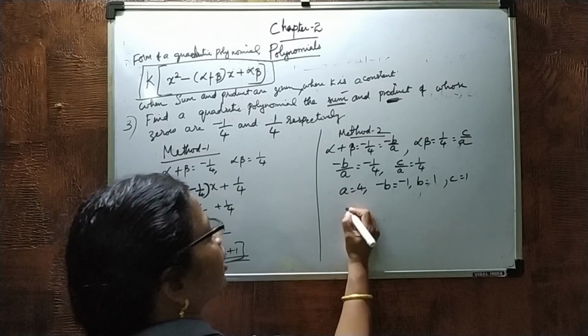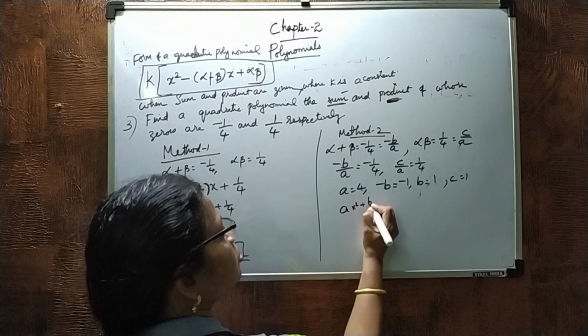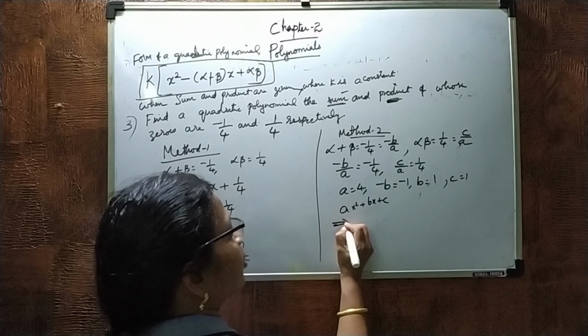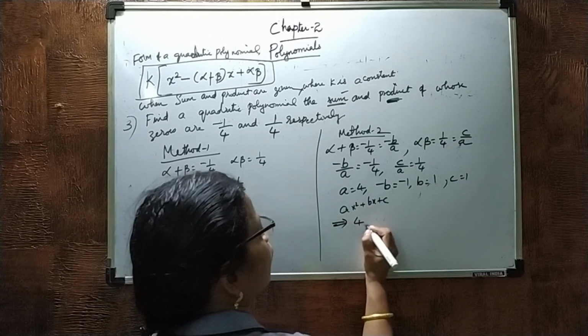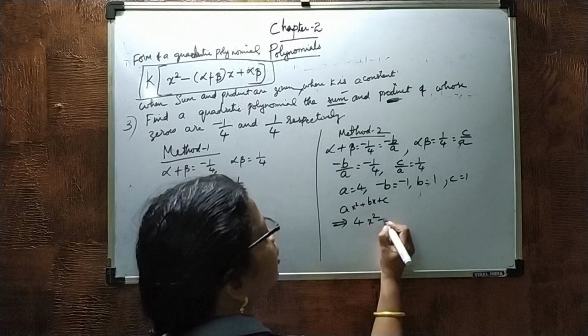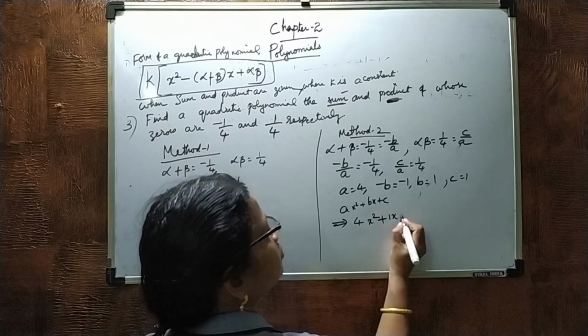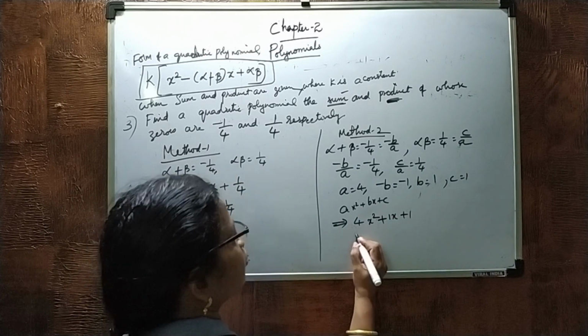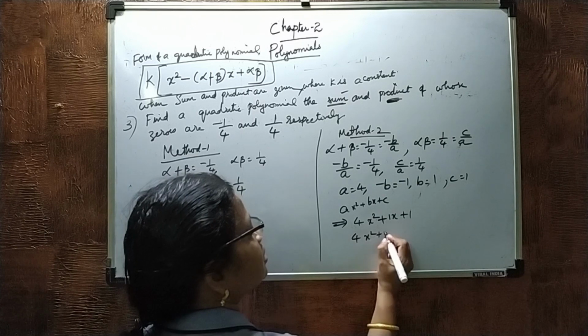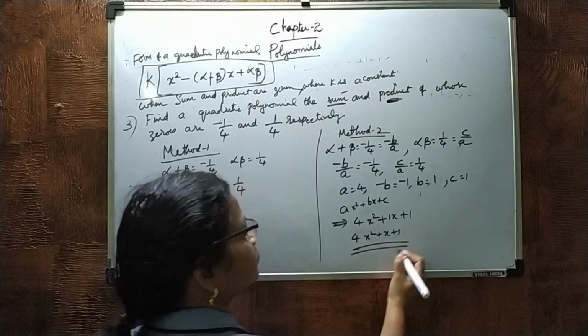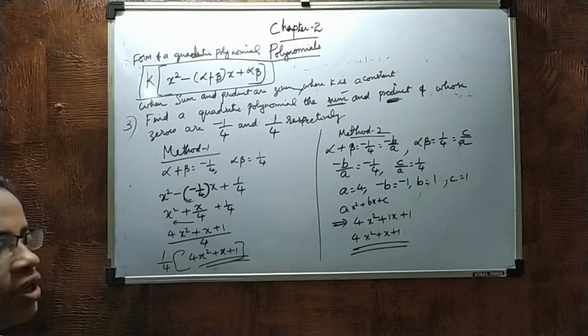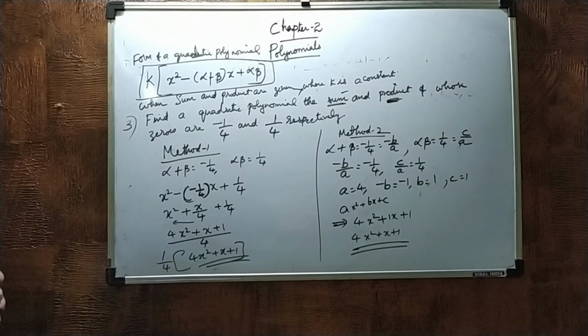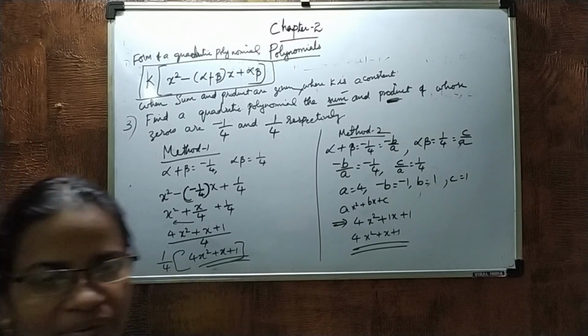Now just apply ax square plus bx plus c. This implies a means 4x square, b is 1 into x, plus 1. That means 4x square plus x plus 1. Okay, this is the answer you got. So I hope you understood everything.